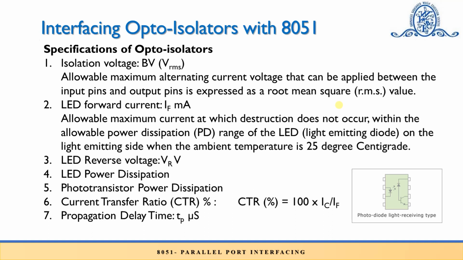Basically, the most important specification of the optocoupler is the isolation voltage. How much voltage it can withstand, how much voltage it can isolate. So the allowable maximum alternating voltage that can be applied between the input and the output pins of the optocoupler, and which is expressed in the RMS value, is the isolation voltage.